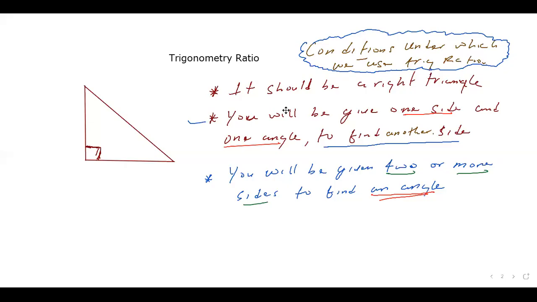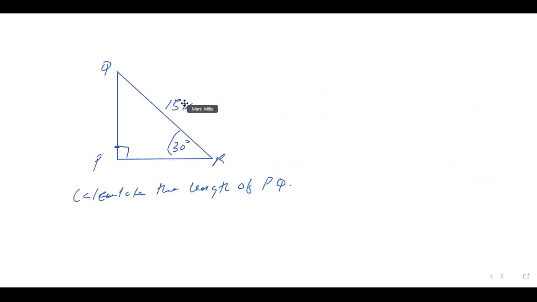So if we are given one side and one angle to find another side, that is the type we are doing right now. Look at it. We are given one side and one angle, and we have been asked to find another side, which is BQ. So that means we have to use the trig ratio. Now, how do I label the sides? Anybody remember how to label the sides for the trig ratio? What do we call this side? Opposite. What do we call this side? Hypotenuse, yes.